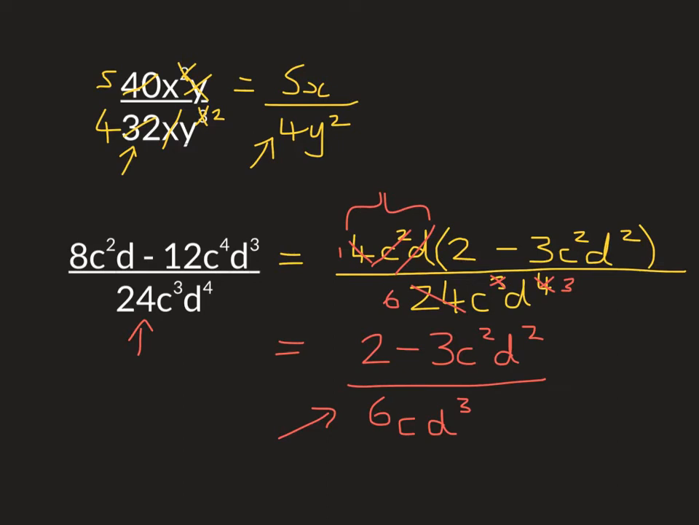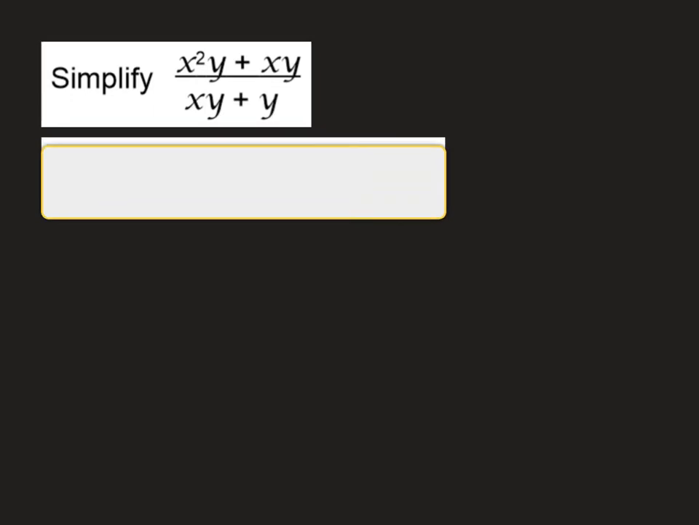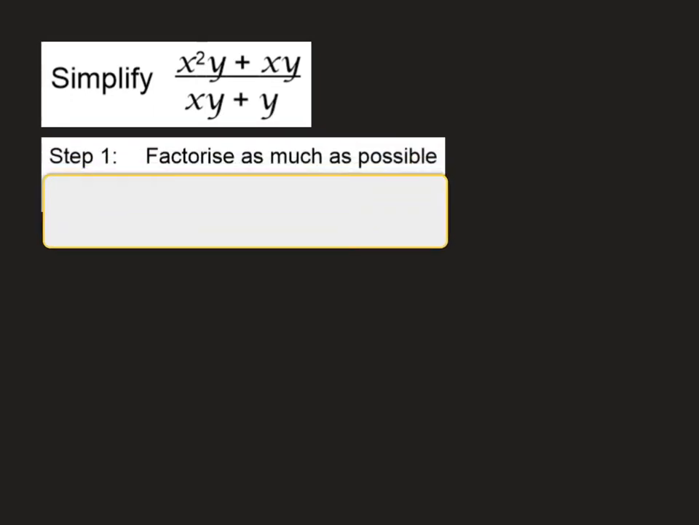Right, so we're going to take this to the next level and look at questions a bit like this. So simplify x squared y plus xy over xy plus y. Now, similar to what we did in the last example, your first step with any of these, and please write down these steps, first step is always going to be factorise as much as possible. Okay, so let's do that.